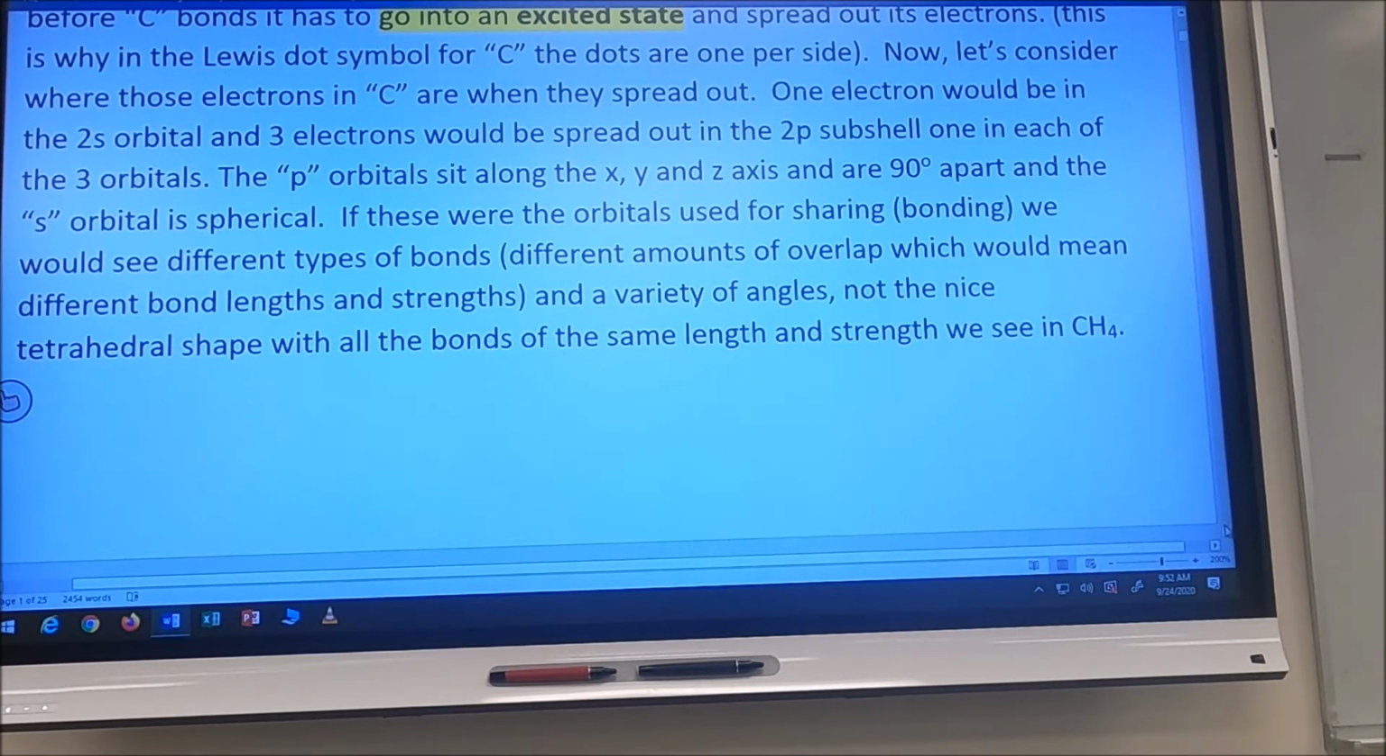But what we see in methane is that all of the carbon-hydrogen bonds are the same length, all the same strength, and they're all 109.5 degrees off from each other. So that tells us right off the bat, not only does the carbon atom have to go into an excited state, but it evidently does some remodeling of its valence when it gets ready to bond.